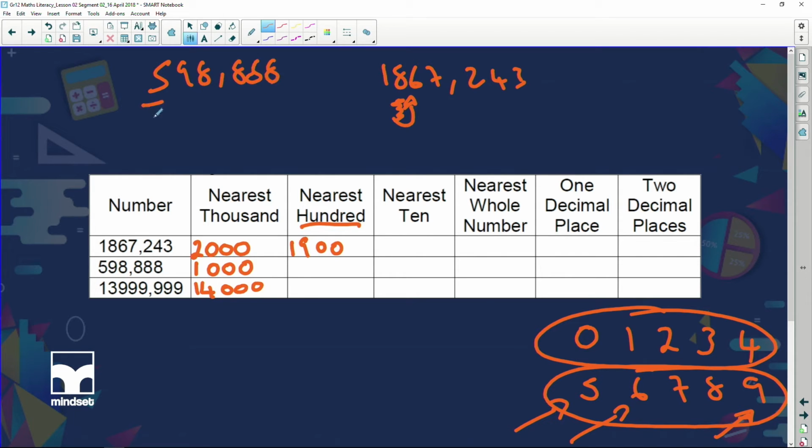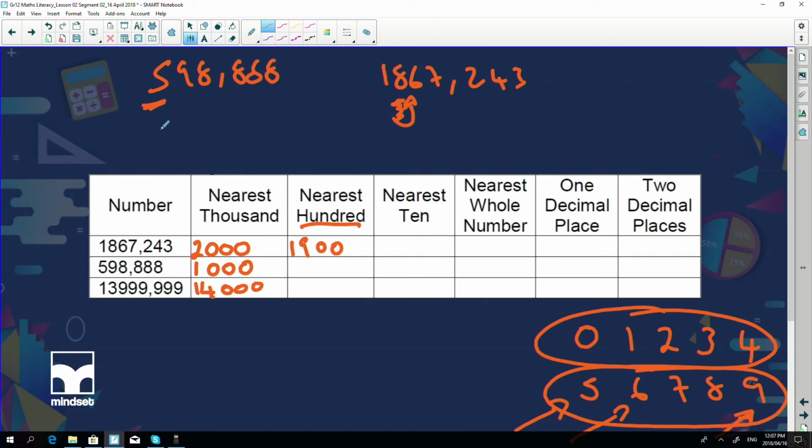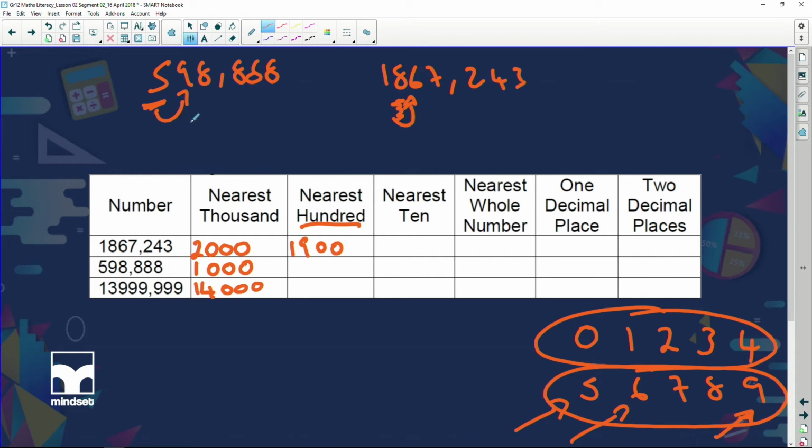598,888. My hundreds, it's the 5. The next digit, it's a 9. 9 is one of my big numbers. So the 5 becomes 600.